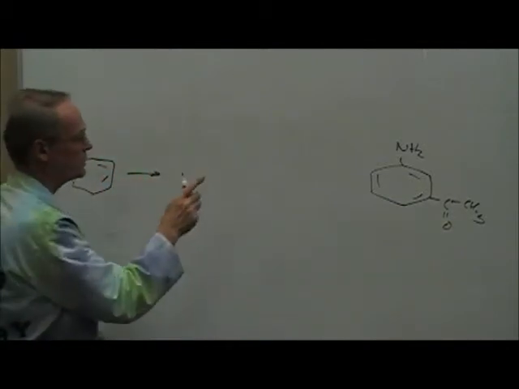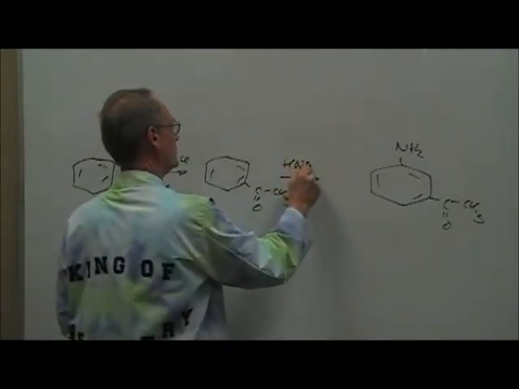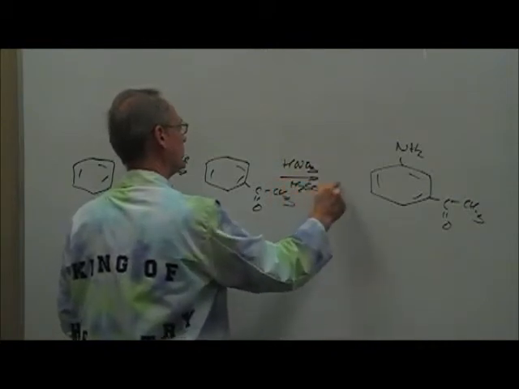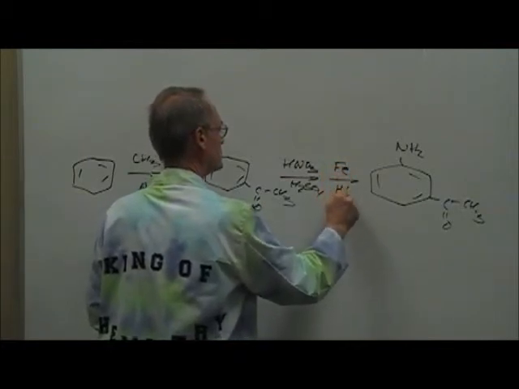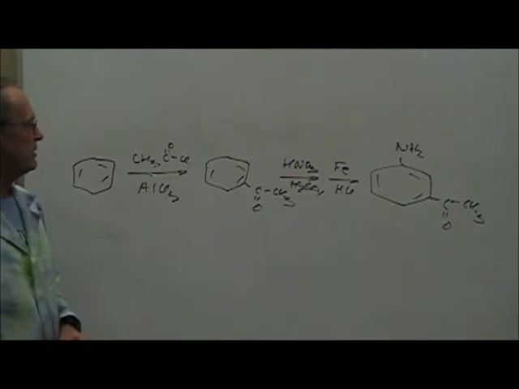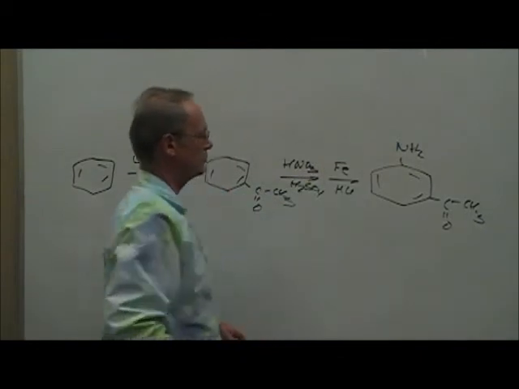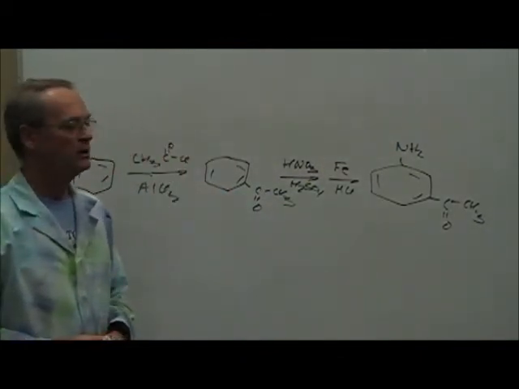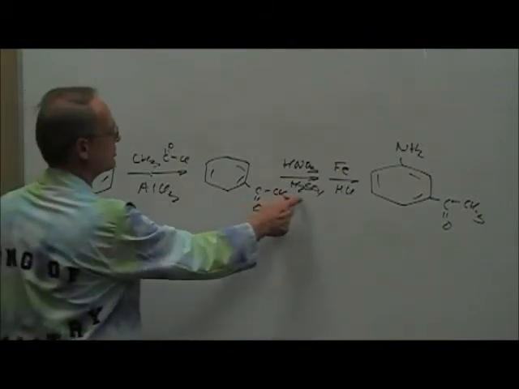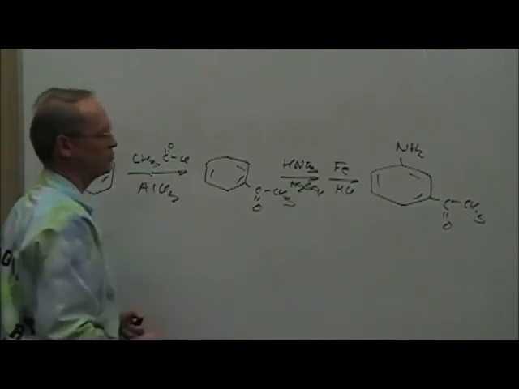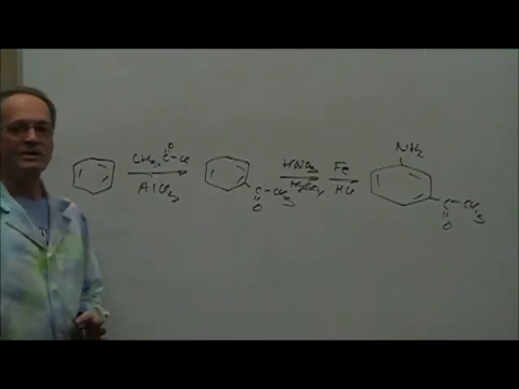We put on the acyl group first, then we nitrate, nitric acid and sulfuric acid, and then we reduce it with iron and HCl. And putting on the nitro group, since this is a meta director, we're going in that position, and then reducing the nitro group to an NH2 with iron and HCl would give us the product we want. Now you might ask, instead of acylating first and then nitrating, could we nitrate first and then acylate, and would that give us the same product that we could then reduce with iron and HCl? And the answer is, that's not going to work.